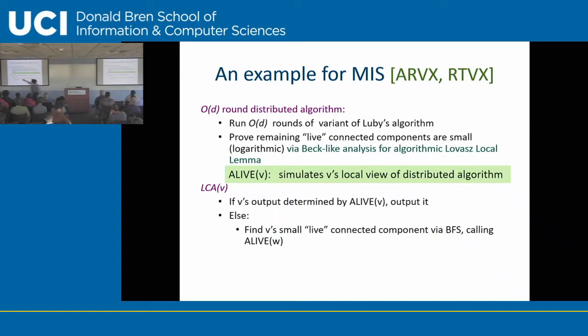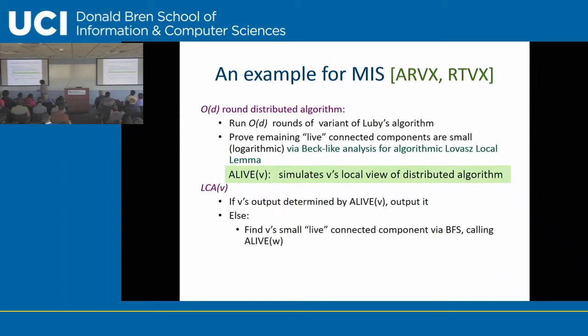We're going to find V's small live connected component by BFS. To every neighbor, we're going to ask, are you still alive? And then continue, are you still alive? And we're going to find the connected component that's still alive next to V. Again, we're going to be looking at everybody that we visit, at their random bits, and we can do this because we have query access to everybody.